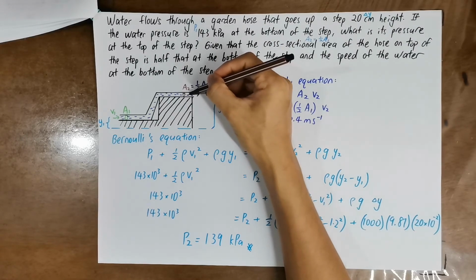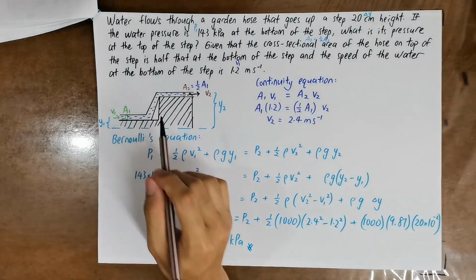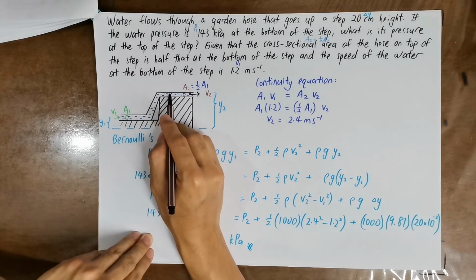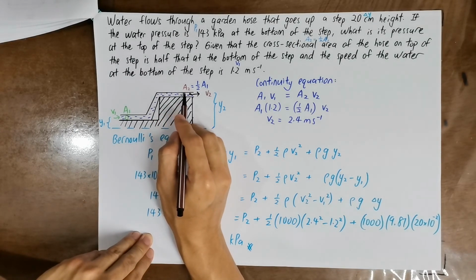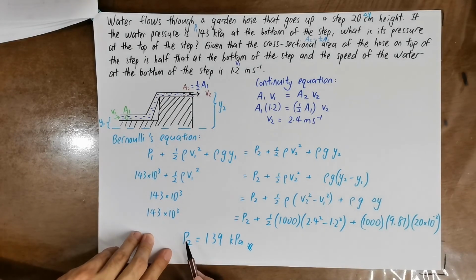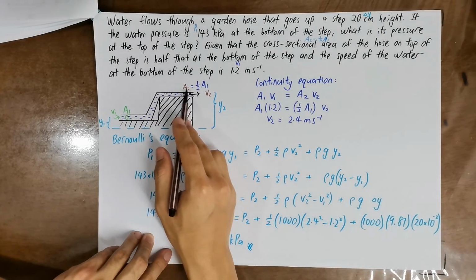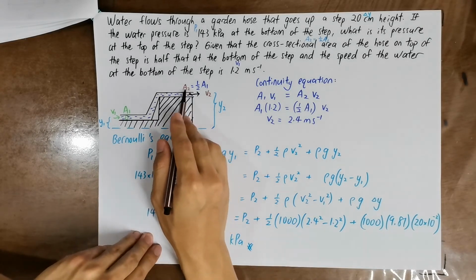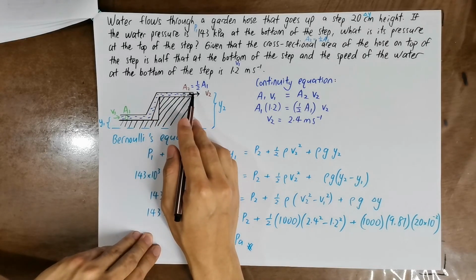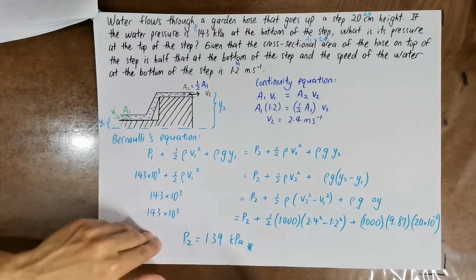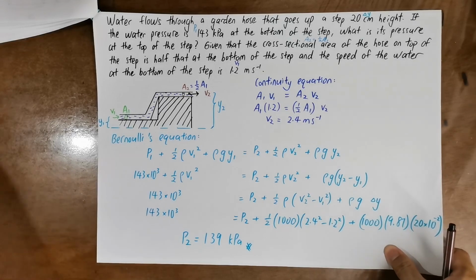Actually, point 2 can be any point along this pipe, as long as you know that P2 is the pressure of the fluid in this section of the pipe, not here, not here, but here only, as long as the area is a constant and V2 is a constant along every point here.